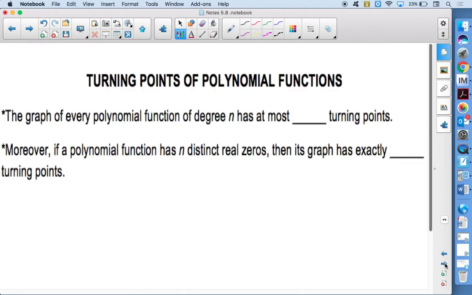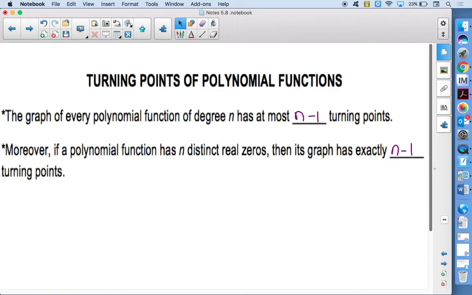The last part at the bottom of the page talks about those turning points. The graph of every polynomial function of degree n has at most n minus 1 turning points, which I think is what Tyler said while we were going over the homework. So if it's an x to the 5th, then x to the 4th is that n minus 1 value. If you have n real zeros, then you have exactly n minus 1 turning points.